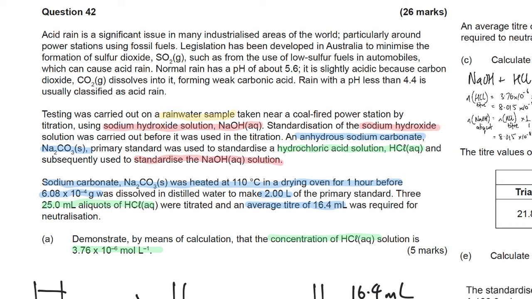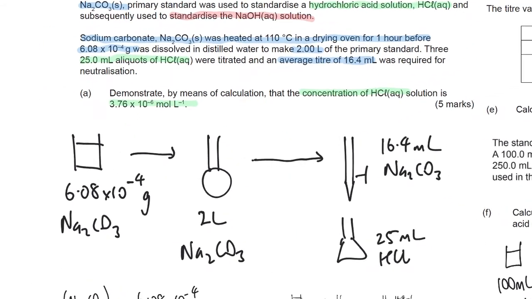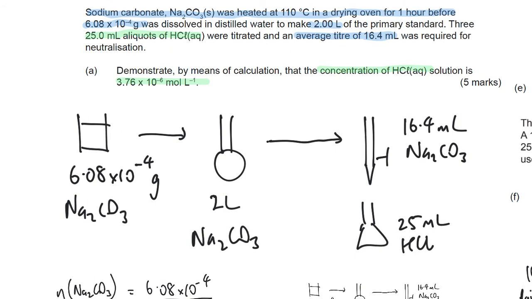So demonstrate by means of calculation that the concentration of HCl is that. Okay, as I always say, you should draw it out first. So here's my sample: 6.08 times 10 to the negative 4, which is a very small amount, gets dumped into a volumetric flask, a 2 litre one, and filled up to the mark.